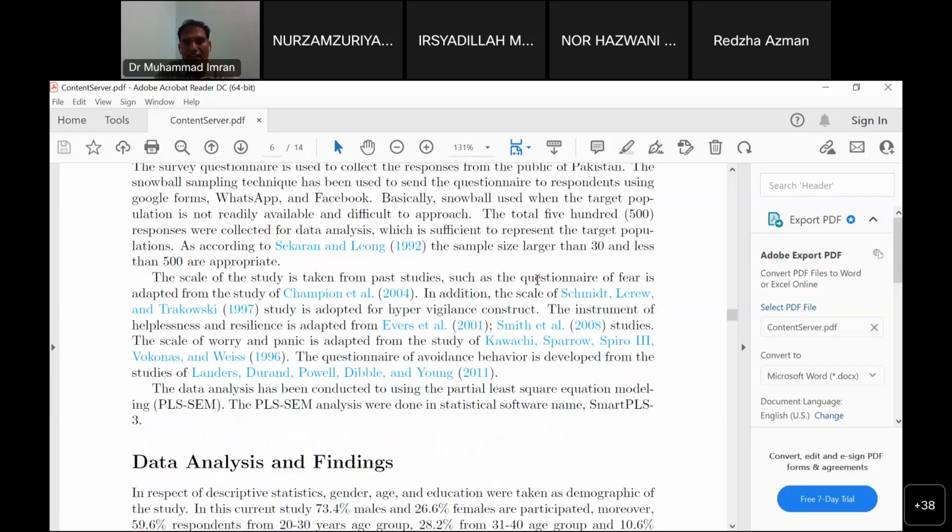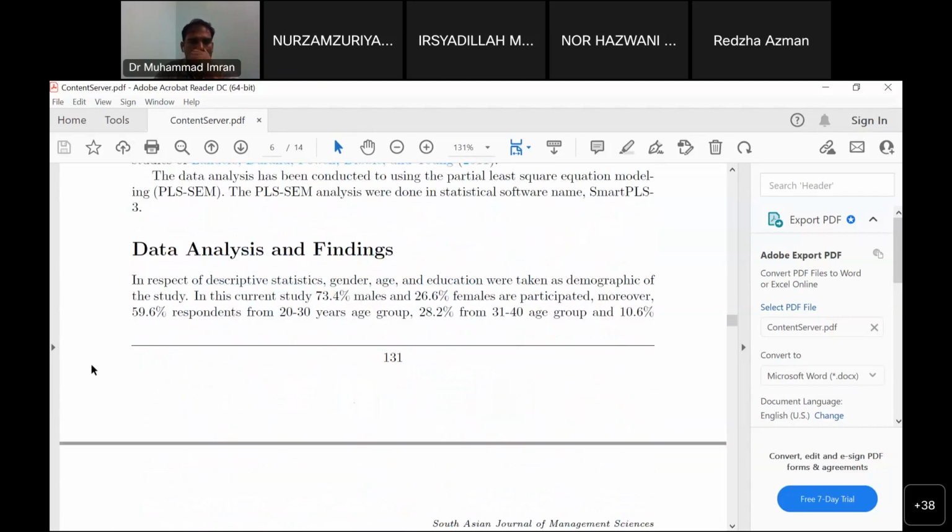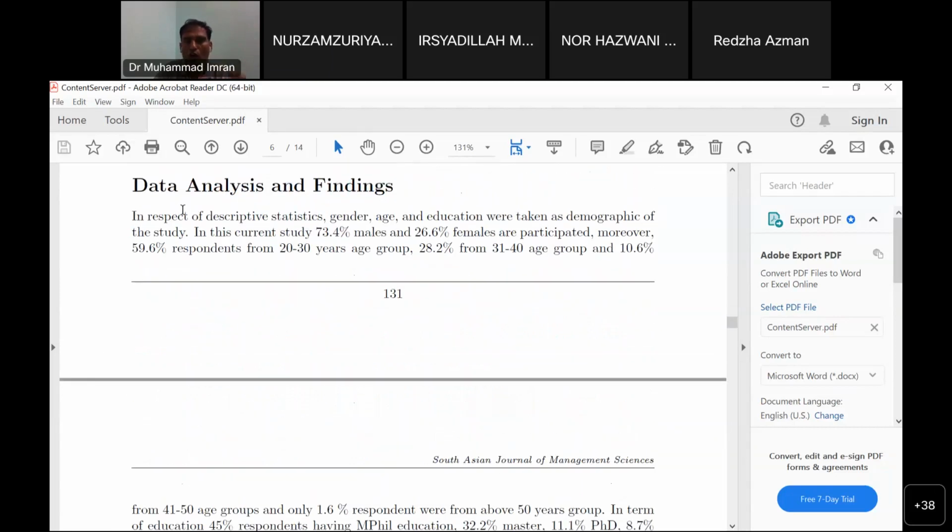For the scale of the study, I also discuss the questionnaire: the fear questionnaire adopted from this study, and hypervigilance taken from another key study. I also gave the details. Then I used SPSS and Smart PLS as well. So this is my data analysis. Today we will discuss the data analysis and the findings.